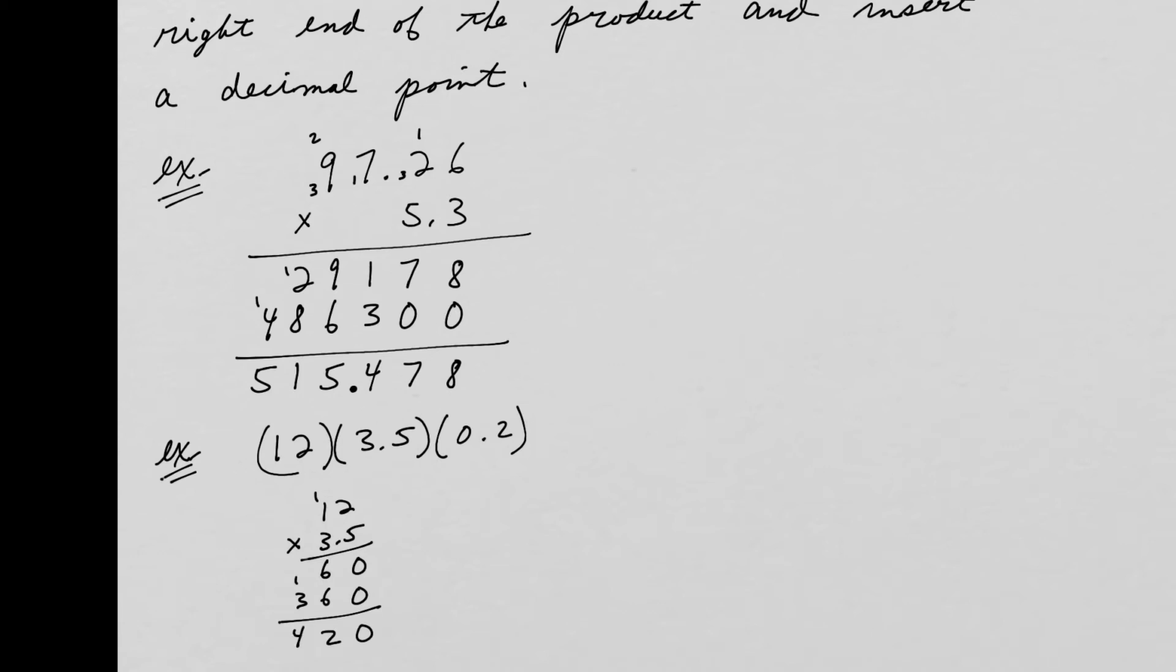And in this case, the total number of decimal places is simply 1, right? This is the whole number. There's no decimal places. This has 1 decimal place. So for my answer, I have to move this over so it has 1 decimal place. So that would be 42.0.